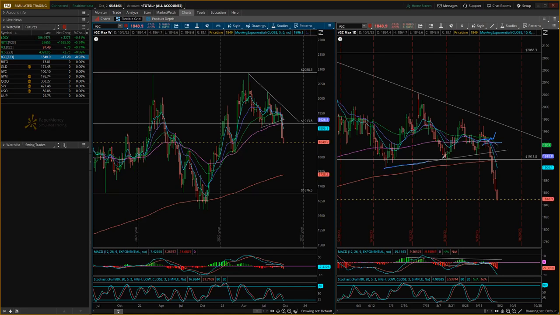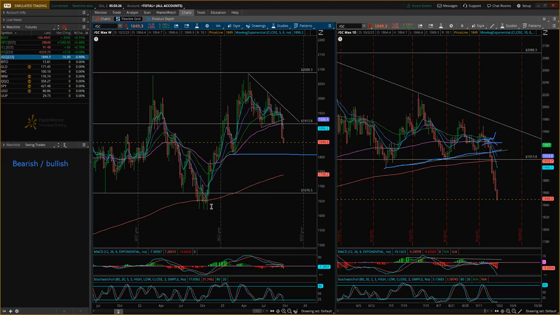And as you can see, there was a strong support, but gold broke the support and it's heading down to, I guess, 1800. So short term, yes, I'm very bearish. But long term, I'm still bullish on gold.